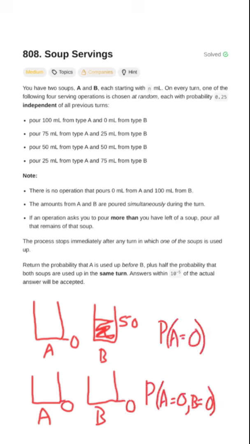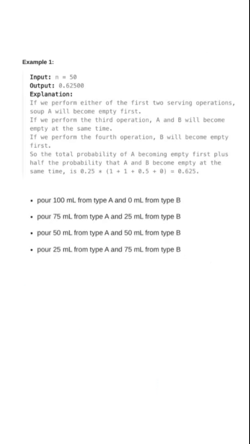It also says answers within 10 to the negative fifth of the actual probability will be accepted, so we don't have to be exactly perfect to get the right answer. So let's take a look at an example.